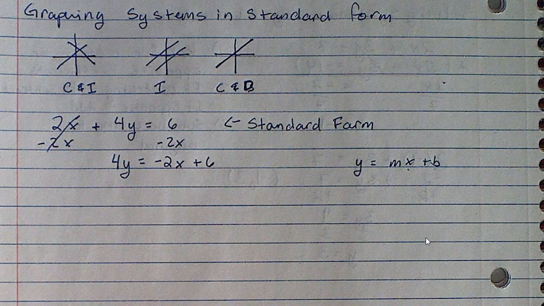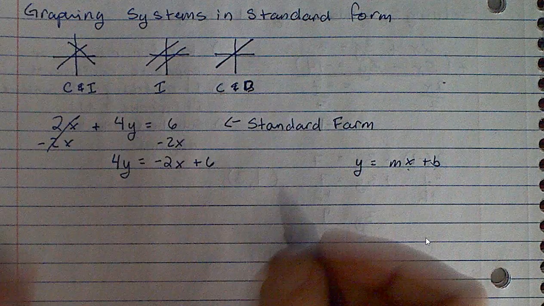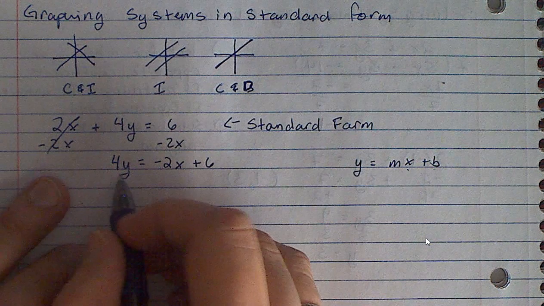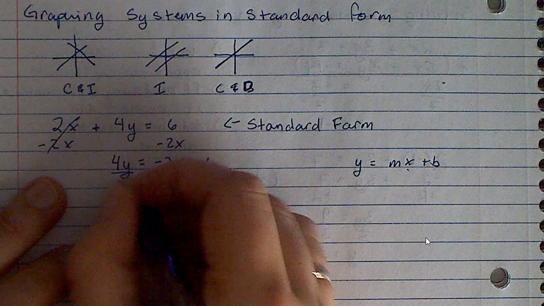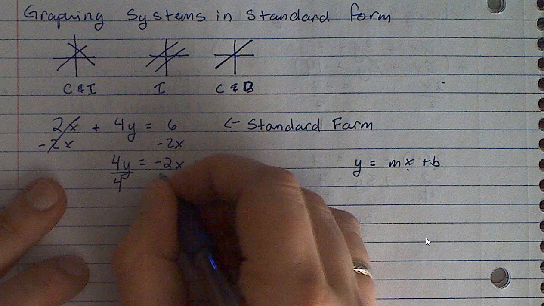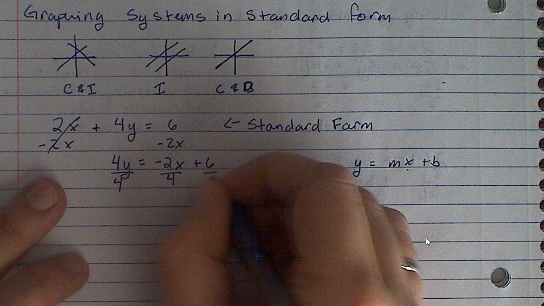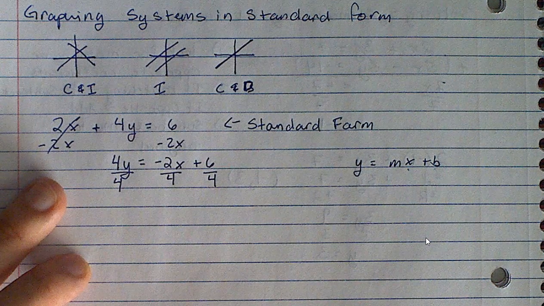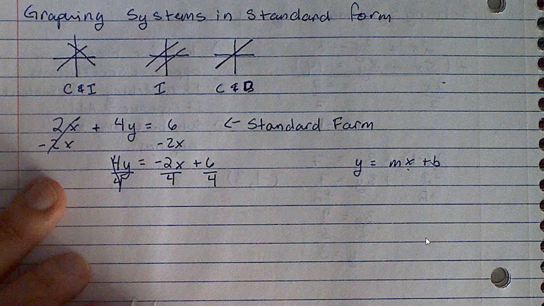And now what I'm going to do is I'm going to divide everything by the number in front of y. So I'm going to divide this by 4, I'm going to divide this by 4, and I'm going to divide this by 4. So 4 divided by 4 goes away, and this makes plain y.